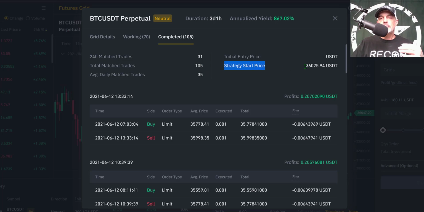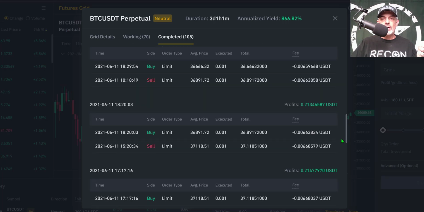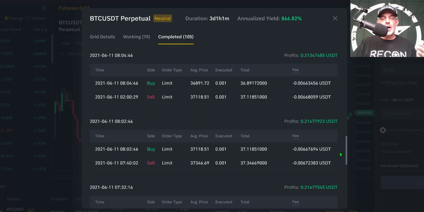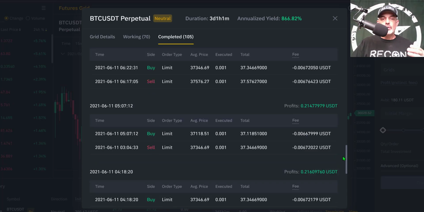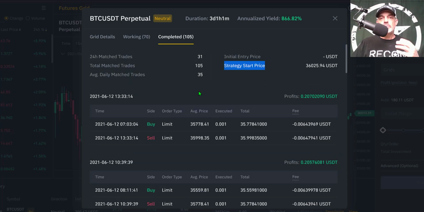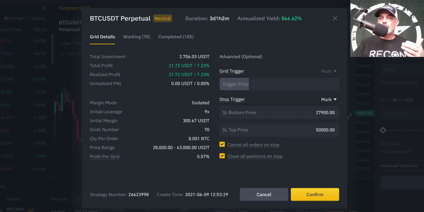And you can see the strategy starting price was 36,025 USDT. And you could actually scroll down and look at all your orders and see the actual profit and what side you were on, whether you were short or long. So in my opinion, Binance gives you all the intel you need to do your recon to see how this bot is actually performing. And so a quick recap, the bot's been running for just over 3 days now, and it's up just over 7%. And as long as Bitcoin seems to be trading between the range of 30,000 and approximately 42,000, this bot will continue to win the battle.